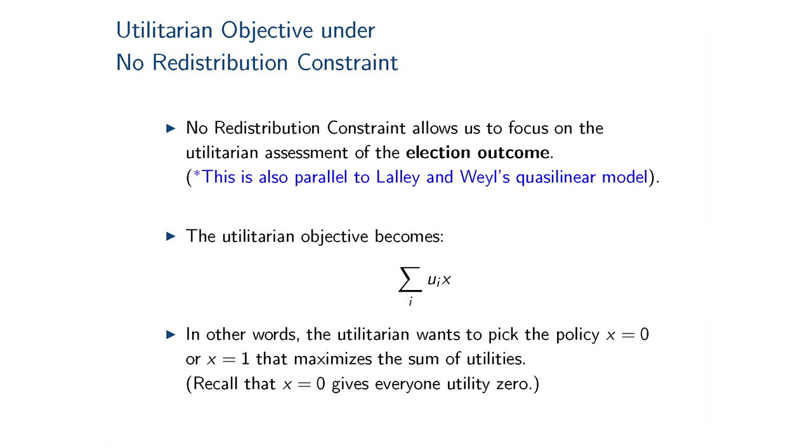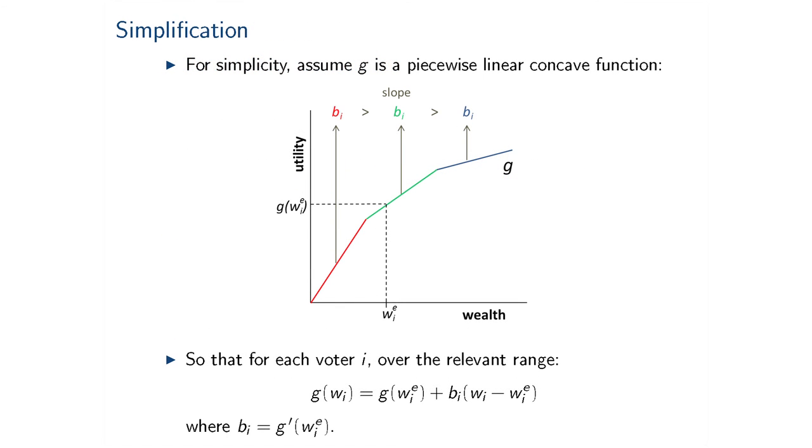It allows us to deal with the ambiguity, and it's also more parallel to Lalley and Weyl's quasi-linear model, where it doesn't matter where the distribution goes. Once you do that, because wealth is only going to be transferred from somebody to somebody else with the same marginal utility of wealth, that goes away. And the only thing that the utilitarian observer cares about is the sum of utilities due to the outcome of the election.